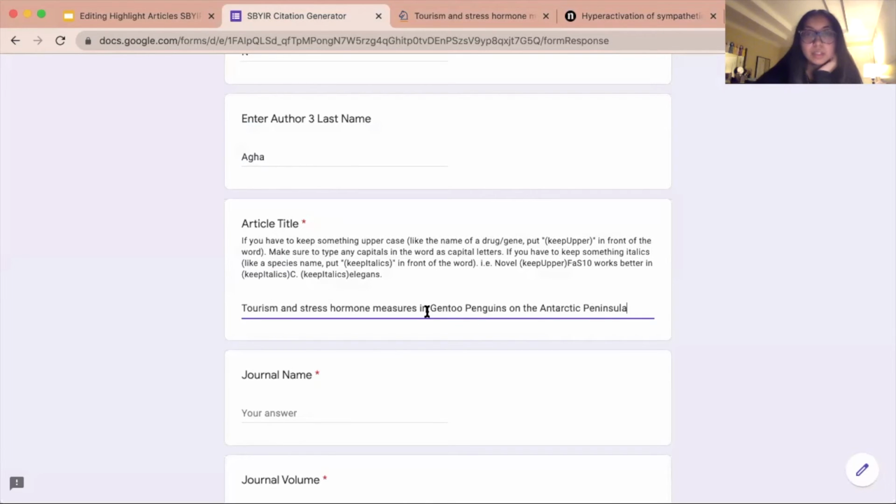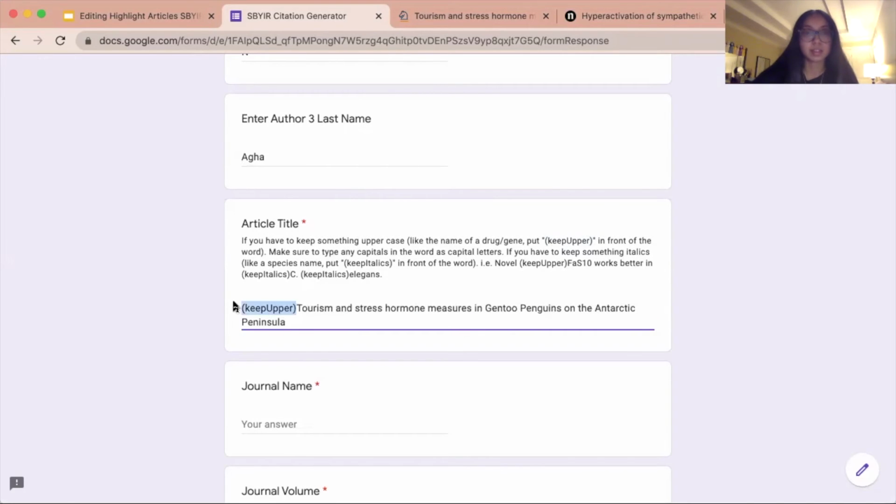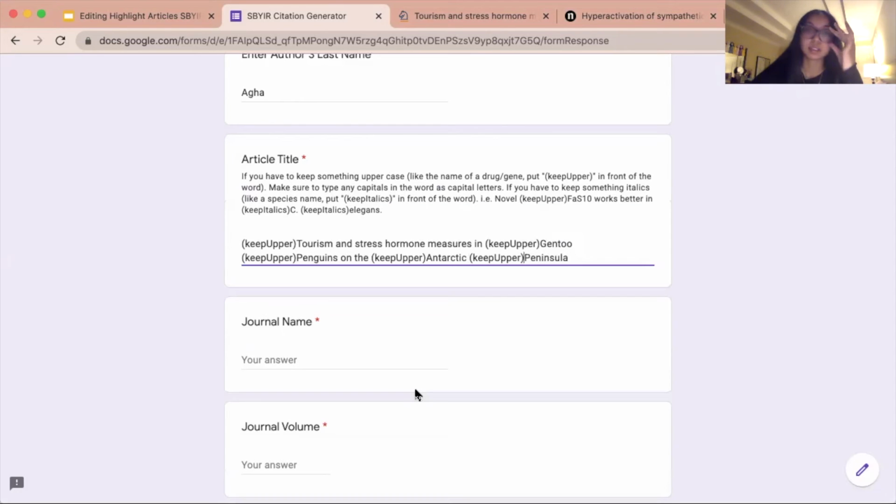And so okay, the directions say, if you have to keep something uppercase, put keep upper in front of the word. So in front of every word that we want to keep uppercase, you just put this in. So I'm just gonna copy and paste this and put it in front of every word that needs it. So yeah, I put it in front of tourism to keep it capitalized. I put it in front of Gentoo to keep it uppercase, and also in front of penguins and Antarctic and peninsula. Okay, so that should be good.